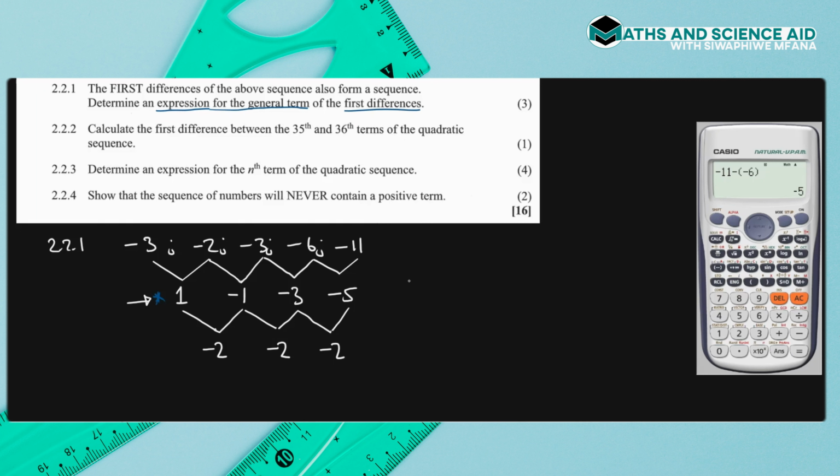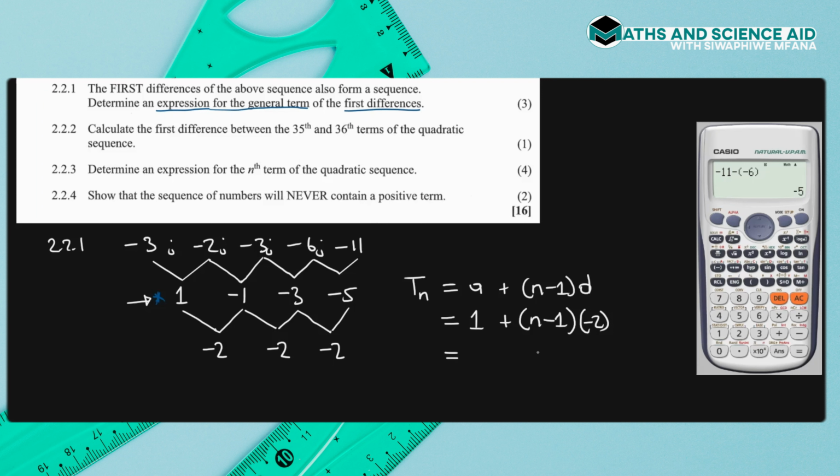And we know that the general equation of an arithmetic sequence is Tn is equal to a plus (n minus 1) multiplied by d. So we say that the first term is going to be 1, and then we just take down everything as it is, and then the constant difference is -2.